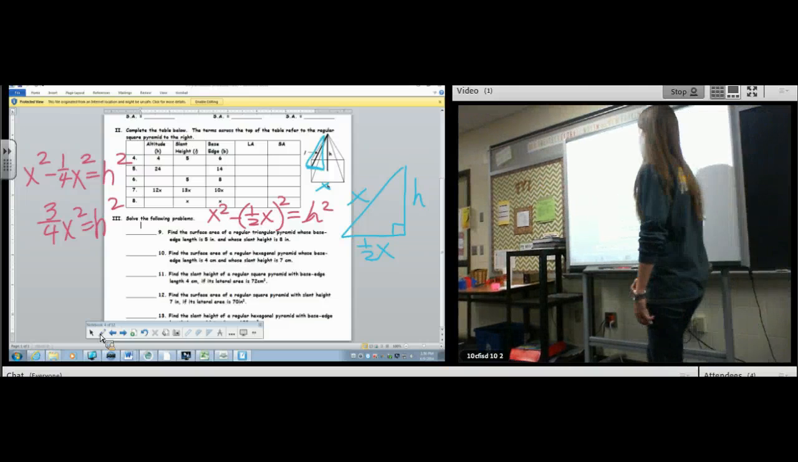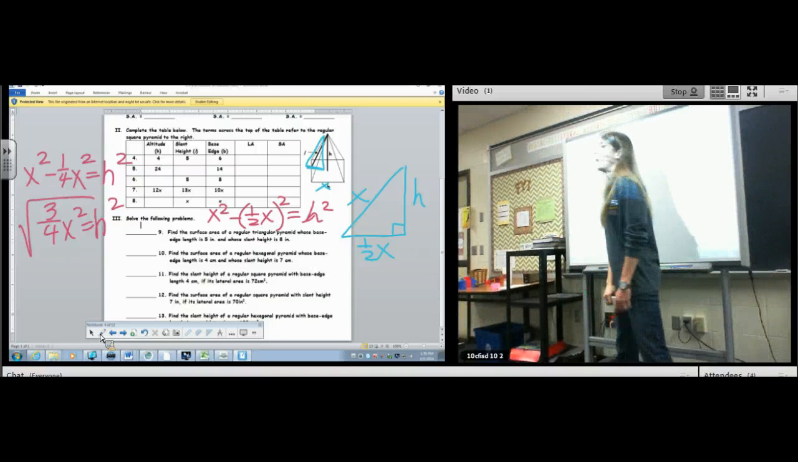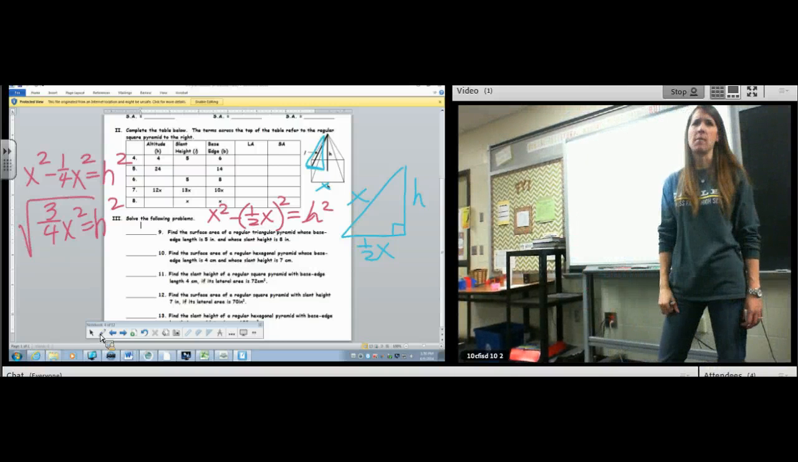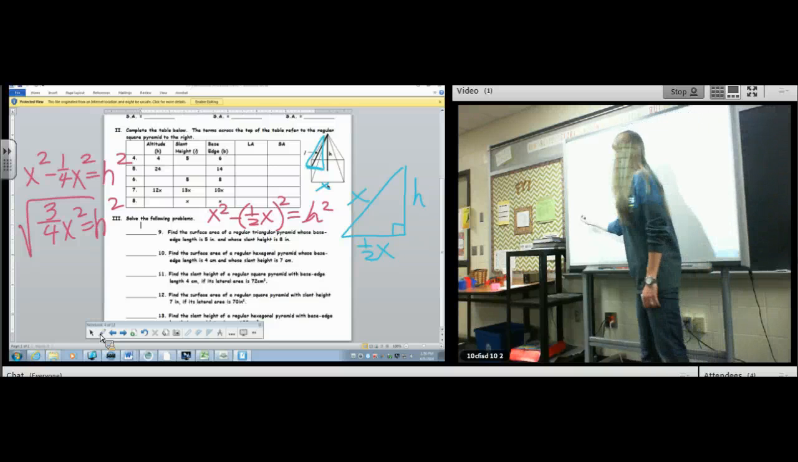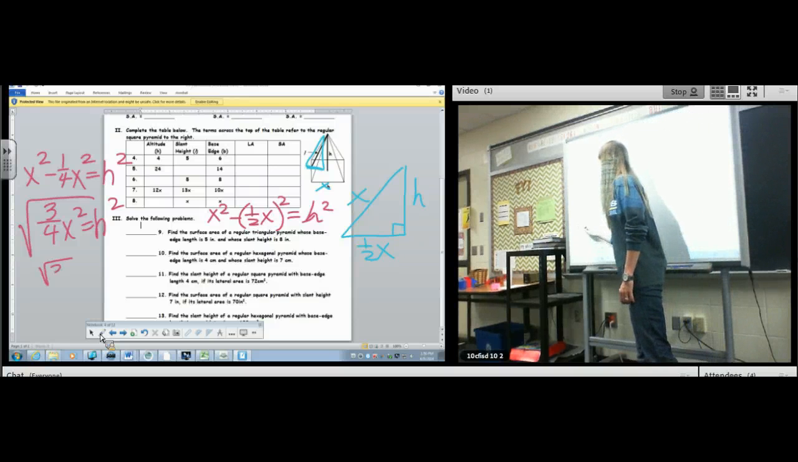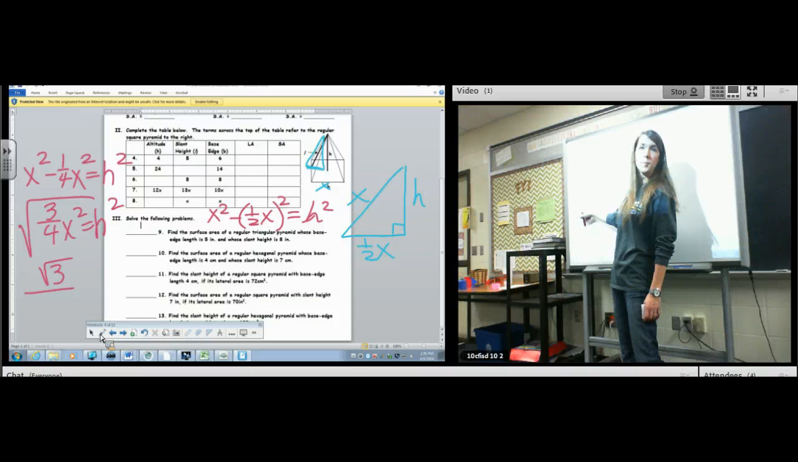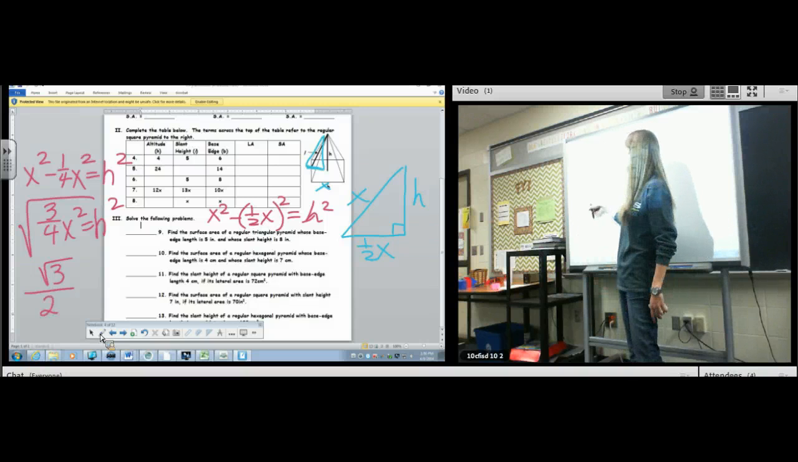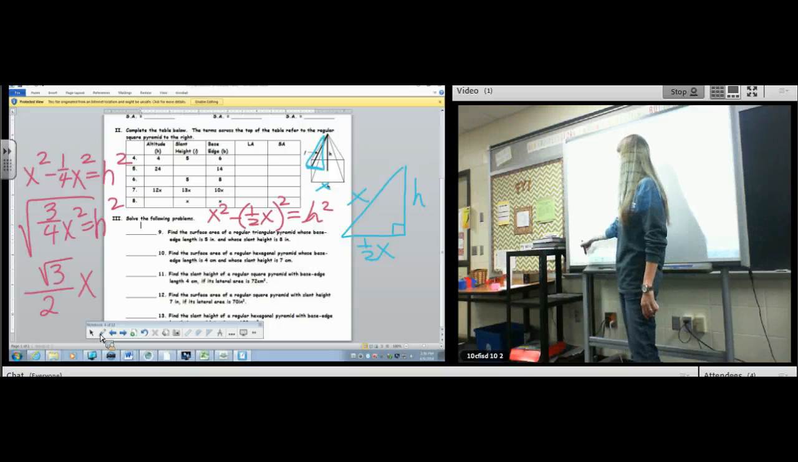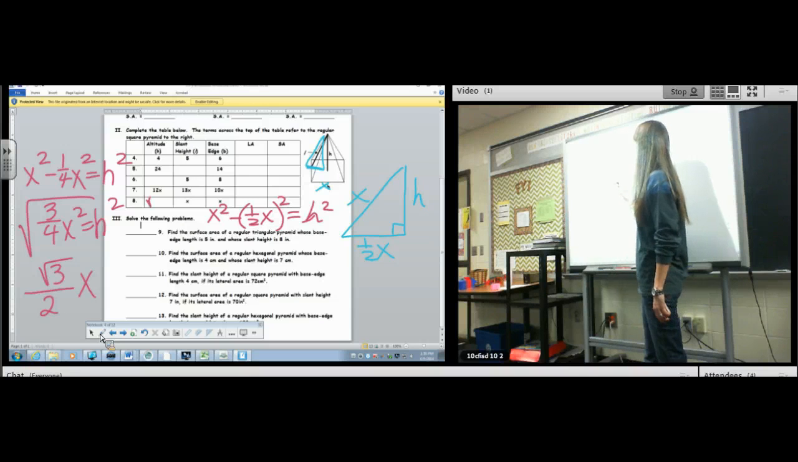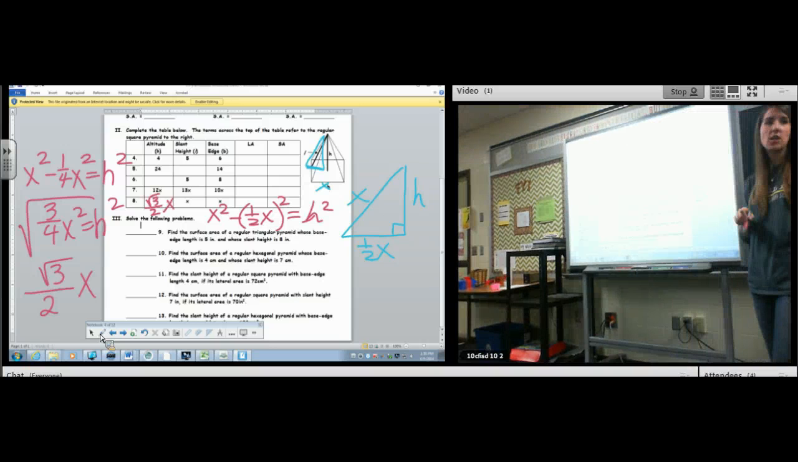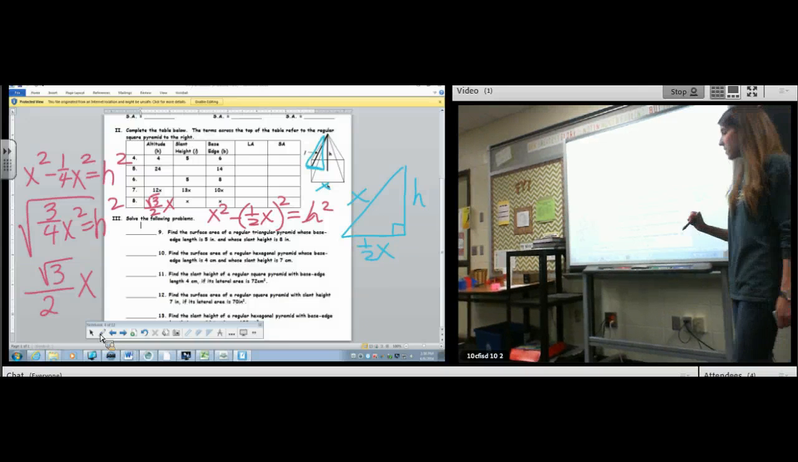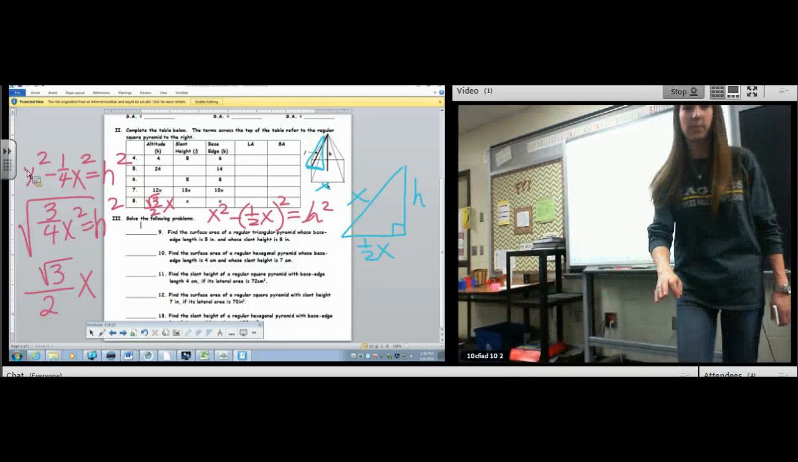Square root. So I'm going to square root that whole thing. Let's do one at a time. What's the square root of 3? Well, it's the square root of 3. What's the square root of 4? 2. What's the square root of x squared? X. And that's how you get square root of 3 over 2x. Square root of 3 over 2x. And I'm not going to do any more on that because now you can find everything else. And that spent a lot of time, I believe.